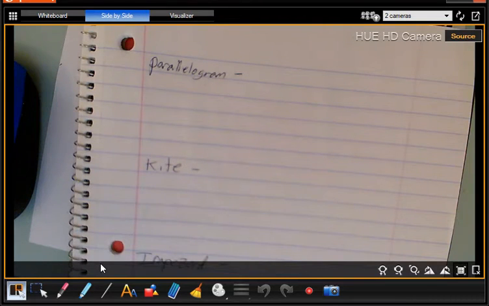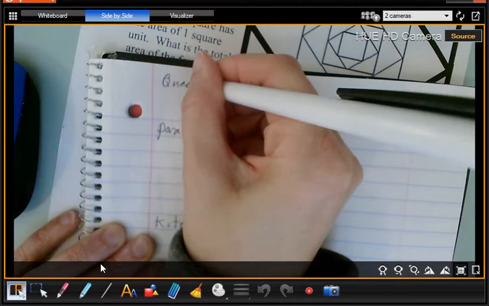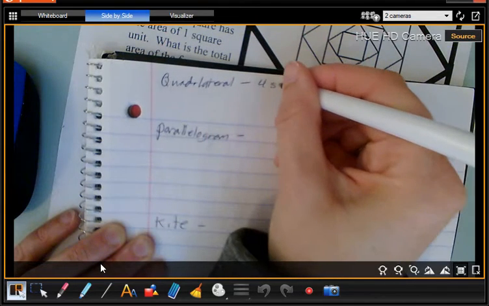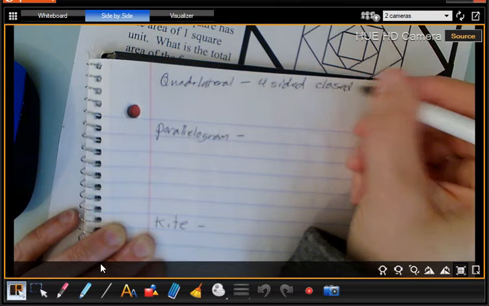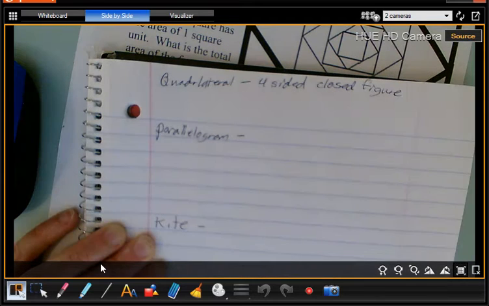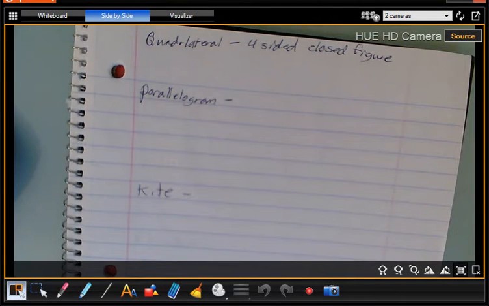We're going to look at some definitions of keywords for quadrilaterals. Quadrilaterals, first of all, are four-sided figures. So I'm going to move this and put it right at the top. Quadrilaterals: four-sided, closed figure. Okay, no curves, it has to have that closed side.